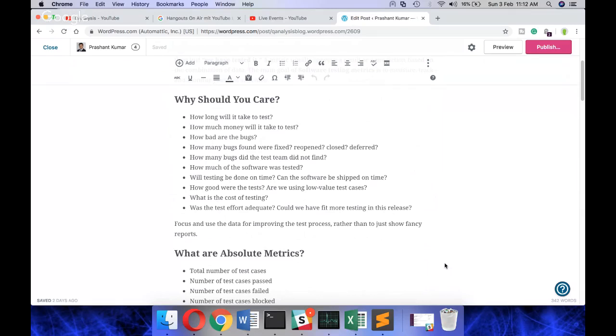So something like that has to be given by your end. Focus and use of data for improving the test process rather than to show you fancy reports. So friends, this is the main point which you should care about. You should focus and use the data for improving your test process, improving your quality process, QA process, rather than to show just fancy reports and numbers. And then if you have data with you, you can easily answer any of these questions.